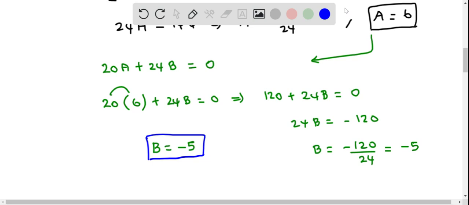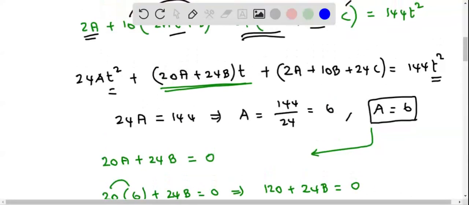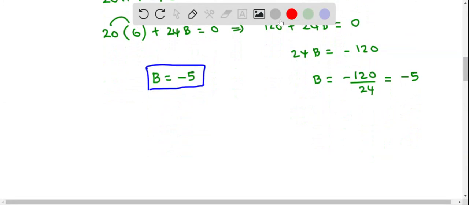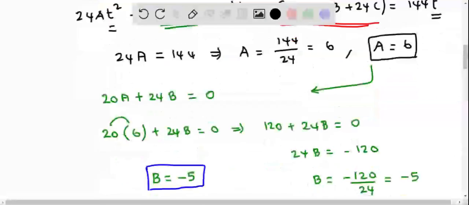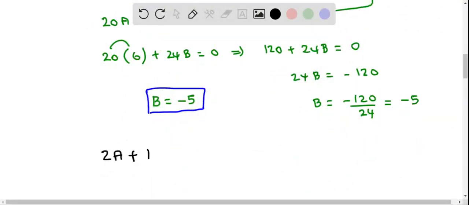Now let's equate the constant terms. These are the constant terms, and on the right side we don't have any constant term. So we can set up this equation as 2a plus 10b plus 24c equals 0. Let me write it down here: 2a plus 10b plus 24c equals 0.